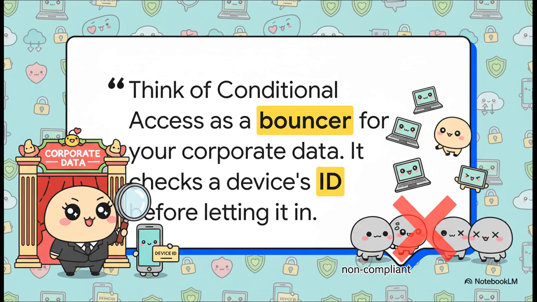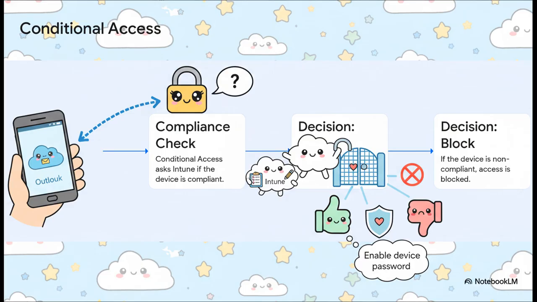This is where everything we've talked about comes together in an incredibly powerful feature called conditional access. And honestly, the best way to think about this is like a bouncer at a nightclub. The club is all your company's important data, and that bouncer is checking every single device's ID before it's allowed inside. Let's walk through what that looks like in real time.